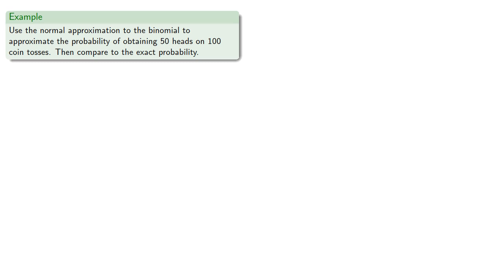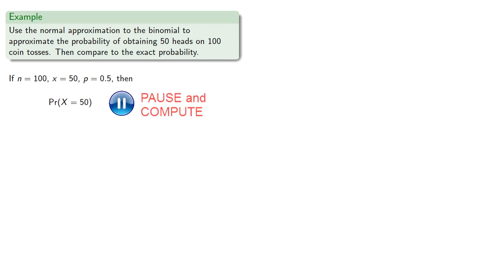Now, we'd like to find the exact value, so here we have a binomial probability with n equals 100, x equals 50, and probability 0.5. And so we find the exact probability that x equals 50. And it's the same number. And so we get a pretty good approximation.